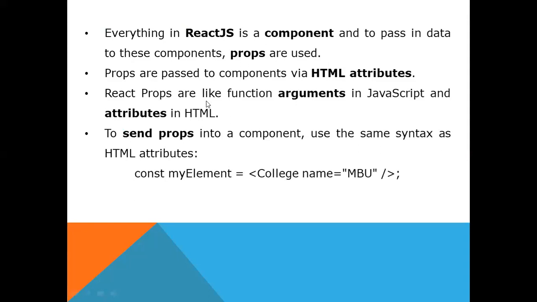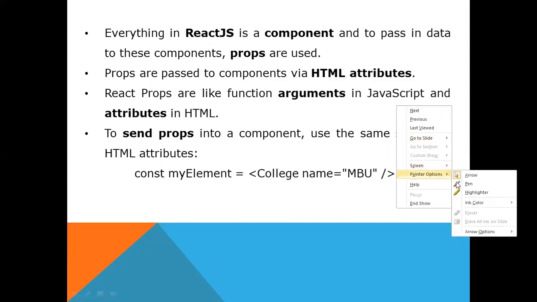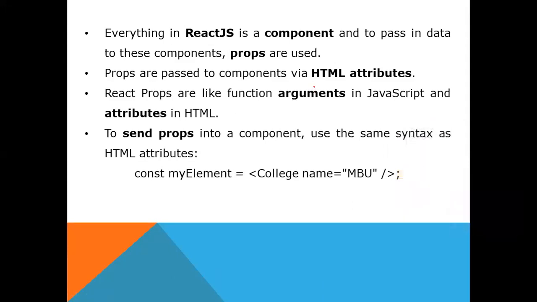Now see, every React JS is a component. You are already aware of that. So to pass data to that particular component, we require props, meaning properties. Now how do we pass props? With the help of HTML attributes. Normally in JavaScript we pass arguments, right? In the same fashion, here also we pass props to React components. In HTML, we call them attributes.